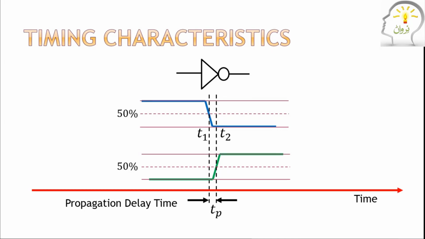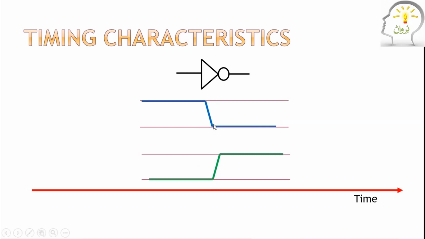Your input signal goes inside the NOT gate and travels, and the output signal appears at the output of the NOT gate. In this process, there is some time lag, and that time lag is called the propagation delay time. So I was considering only a signal which was initially high and then suddenly becomes low.